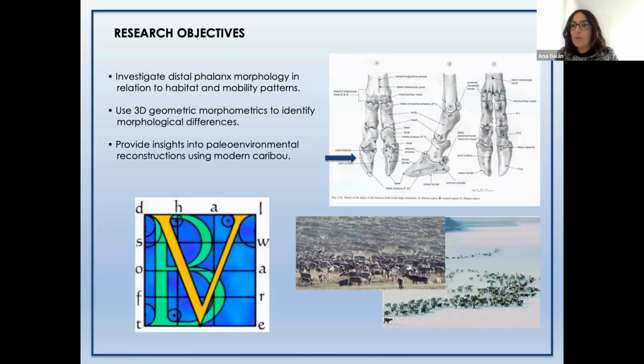This study aims to analyze the morphological variations in the caribou distal phalanx to understand the relationship between habitat, mobility, and morphology. We investigate, using geometric morphometrics, whether morphology differs among mobility patterns, sedentary, migratory, or altitudinal, and habitats. These habitats are tundra, boreal forest, and mountain, and whether these differences can be useful for paleoenvironmental reconstruction.